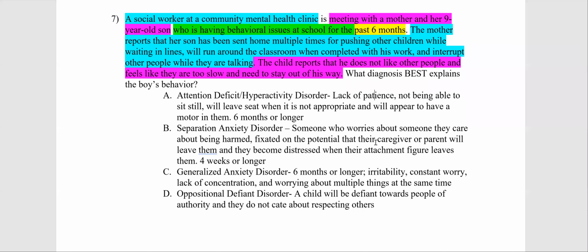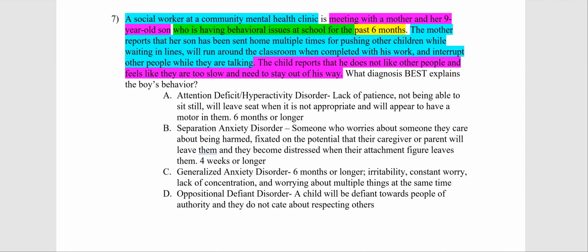So quick review: community mental health clinic, meeting with a mother and 9-year-old son. He's having behavioral issues at school. It's been going on for 6 months. The mother reports that her son has been sent home multiple times for pushing other children, not waiting in line, running around the classroom when his work is completed, and interrupting people while they are talking. The child does not like other people and feels like they are too slow, and they need to stay out of his way.